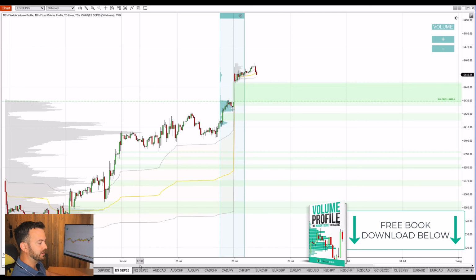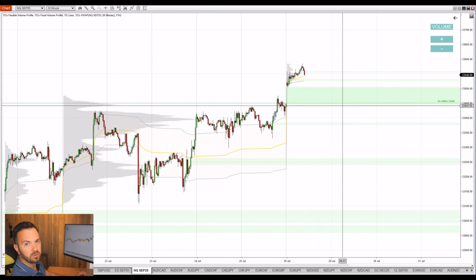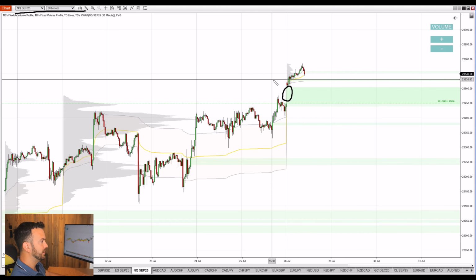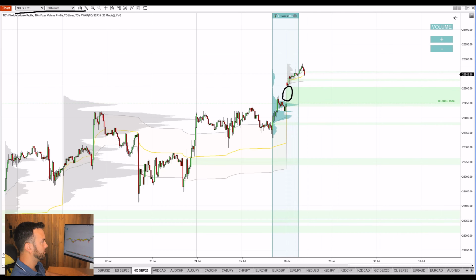Now let me go to the NQ. The NQ correlates with the ES quite heavily, so it's no surprise that there's also an opening gap here. So you're looking at the NQ 30-minute chart, and again we have this opening gap here, and I'll look into this zone with a flexible volume profile, and this is what I'm interested in: heavy volumes formed before the gap, right?